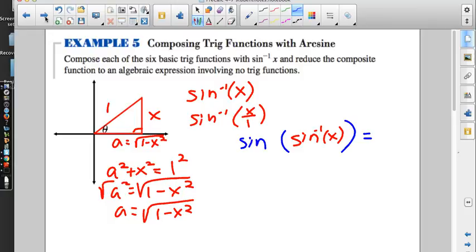Or you go back to the picture and you say, oh yeah, sine, opposite over hypotenuse. Oh, that was silly of me. It's x. Of course it is.